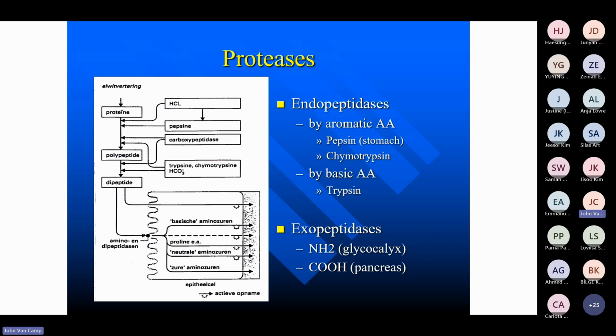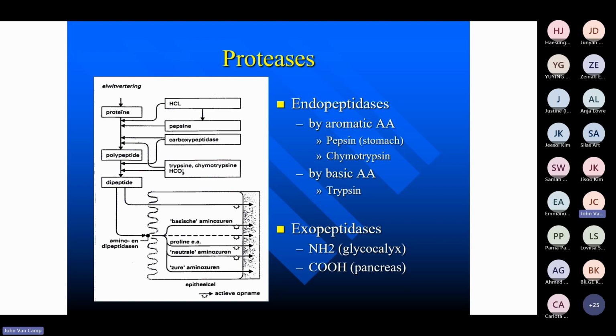This is the pathway on the left side, and on the right side you have different classes of enzymes. The first one are the so-called endopeptidases, which will normally cut somewhere in the middle of the amino acid chain. And then we have the exopeptidases, which will cut on the outside and which each time will remove a monomeric component.